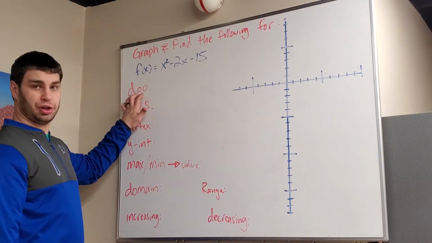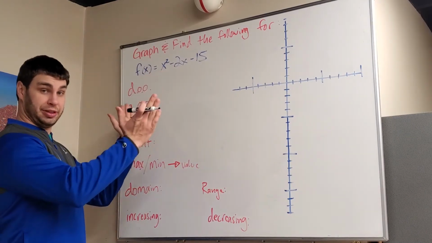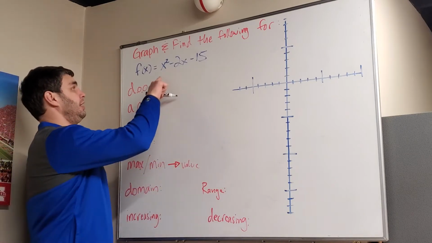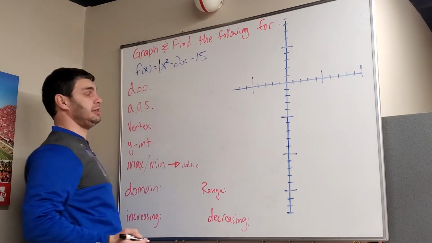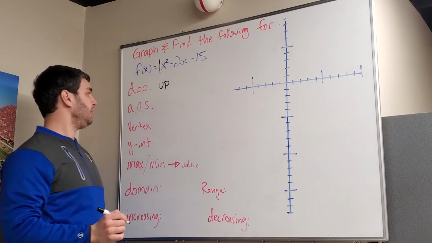First off, the direction of opening, we can figure out by our A term. If it's positive, it's opening up, if it's negative, it's opening down. In this case, we have a positive x squared. You can think of that as 1x squared if you want, which is positive. So this is going to open up.